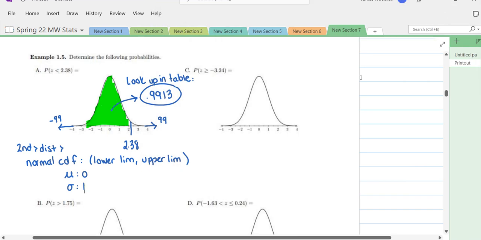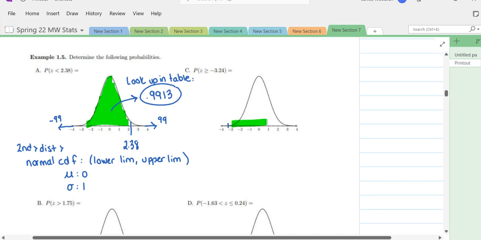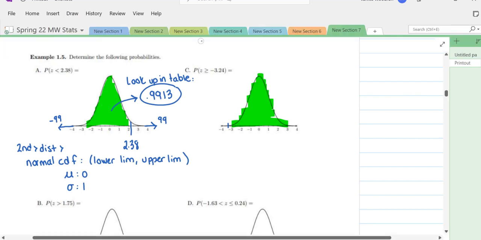Okay, so remember the upper limit is 2.38. You're going left to right here when you do that. Okay, so let's take a look at, well, we can take a look at C. So when I look at C, I have Z is greater than negative 3.24. Okay, so negative 3.24 is like right here. So this actually is almost the whole curve, right? This should probably be pretty close to 1.